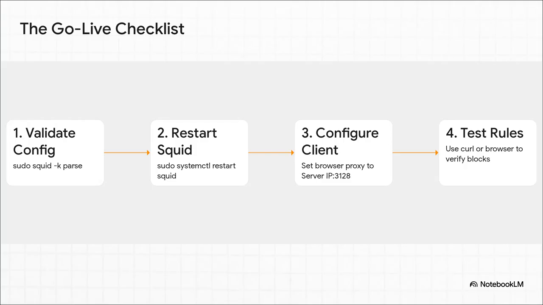Before you ever restart Squid with a new config, I want you to burn this command into your brain. squid -k parse. Seriously, this thing is a lifesaver. It checks your entire config file for typos and syntax errors before you apply it, saving you from taking your whole proxy offline by accident. Once it gives you the all clear, you can safely restart the service. Then, you just got to point a browser to your server's IP and port 3128 and start testing your rules.